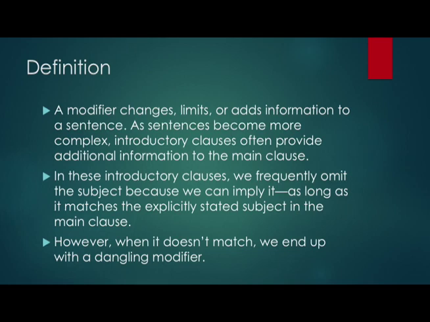Introductory clauses that we use to introduce additional information to modify the main idea in the sentence often provide this additional information. And in these introductory clauses, we often omit the subject because we can just imply it rather than explicitly state it. But the important thing is that this implied subject in that introductory clause has to match the explicitly stated subject in the main clause. And when that is not the case, then we end up with a dangling modifier.